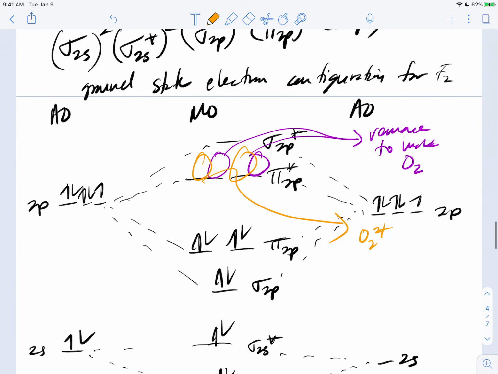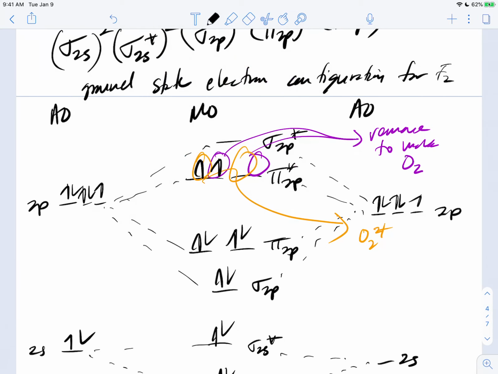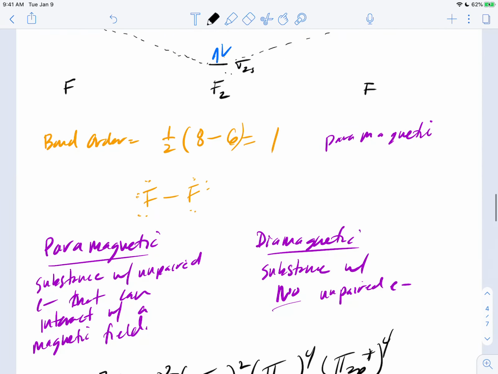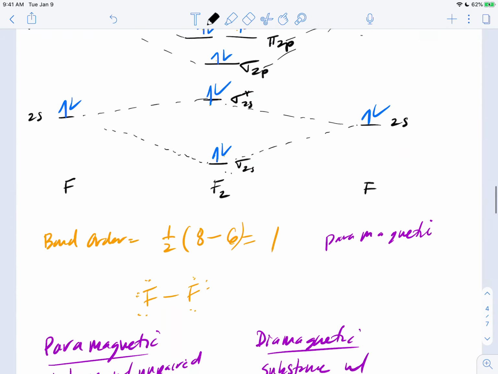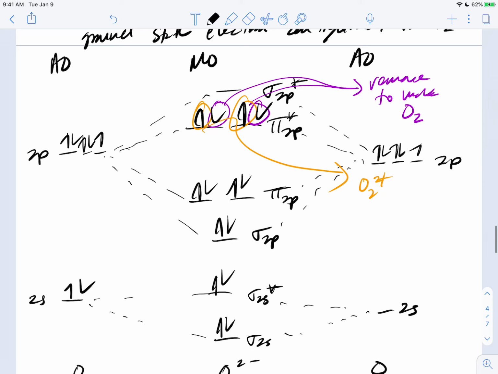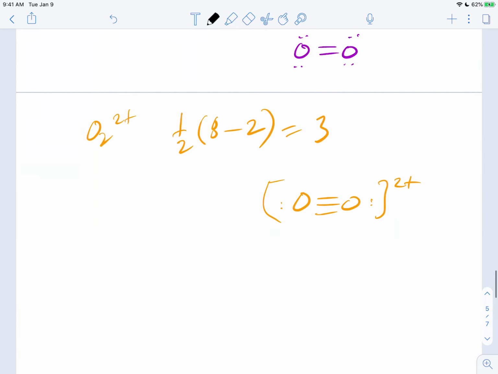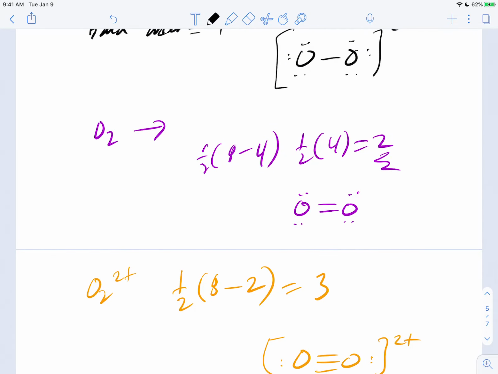I guess we could say that in one case it's going to be paramagnetic, and in the other it's diamagnetic because there are no unpaired electrons. It would have a bond order, which we said, and then the HOMO would be this pi 2p, and the LUMO would be sigma 2p star, and that's all you need to be able to do to describe that. So that is molecular orbitals.